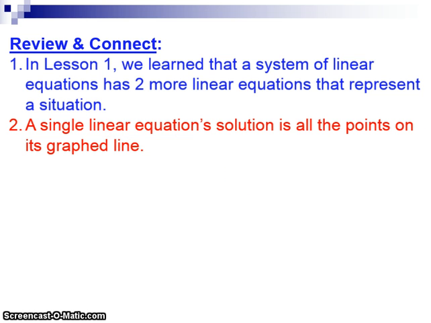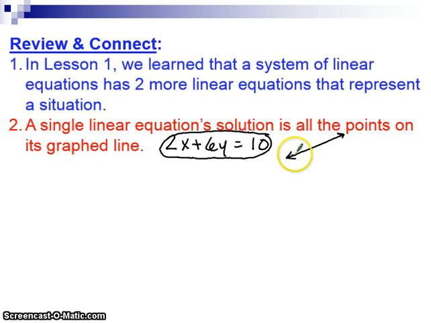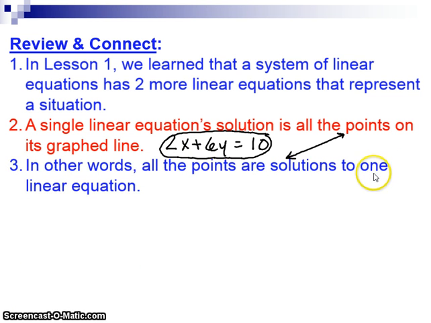So if you only have one linear equation like 2x plus 6y equals 10, this is linear because it's in standard form. If we only have one of these equations, if I graph it, however it looks, all the points on that line will be solutions that make this true. In other words, all the points are solutions to one linear equation. In other words, every point on here is a solution to this one equation.